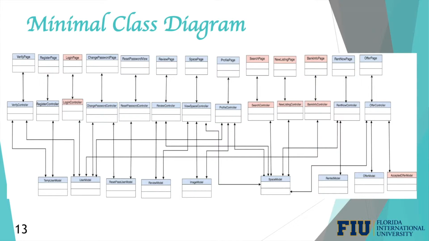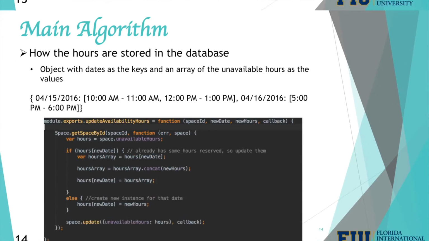Here we have our minimal class diagram. We have our top layer that has all of the views, our controllers that are all in the middle layer, and our models that are in the last layer. For example, here you can see the space model interacts with 7 of the controllers.